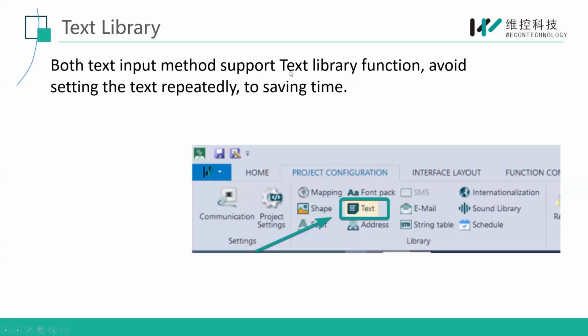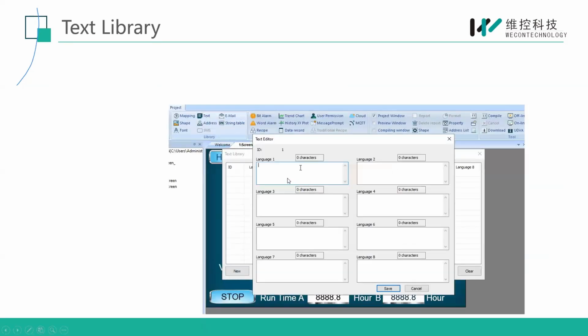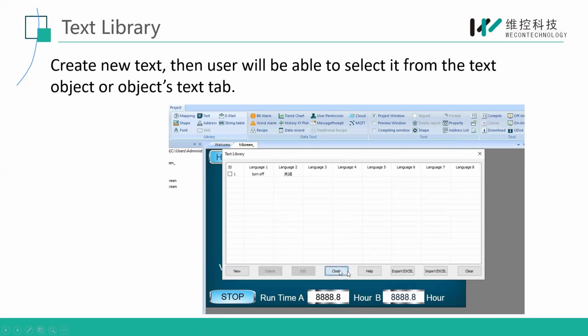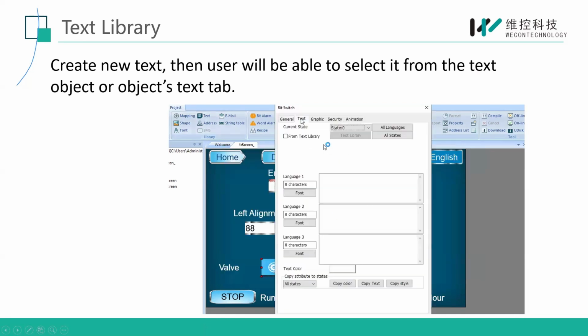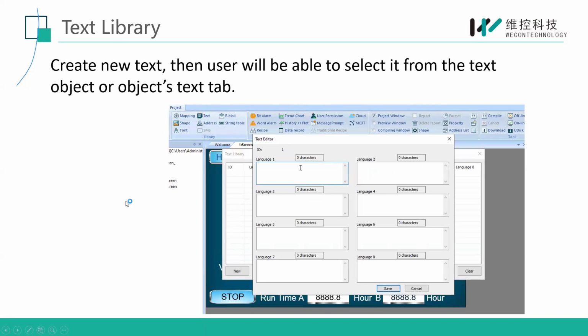Both text input methods support the text library function, which saves time over setting the text repeatedly. I have a video to explain this. Here I am creating two texts, turn on and turn off, and you can also change it to other languages. Then go to your graphics, and you can select from the text library input. By creating it, you can use it multiple times, and you can also export these text libraries and use them in another project.